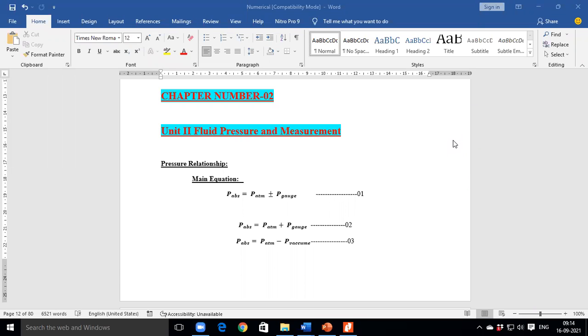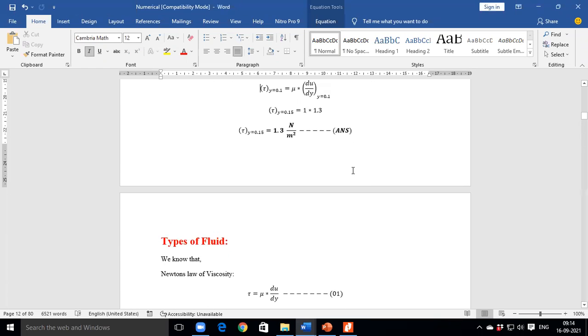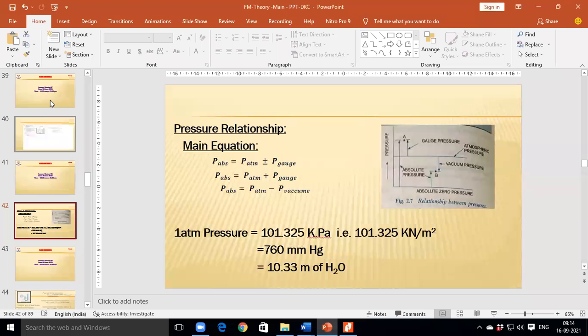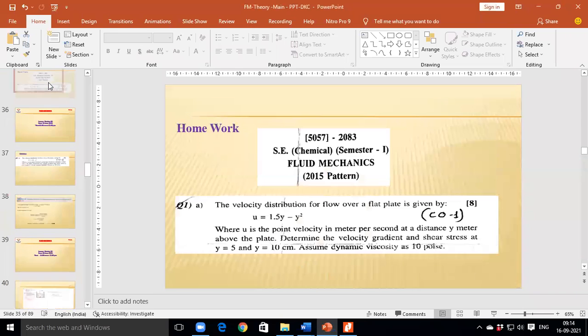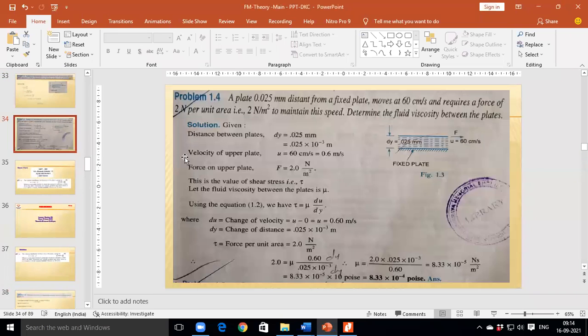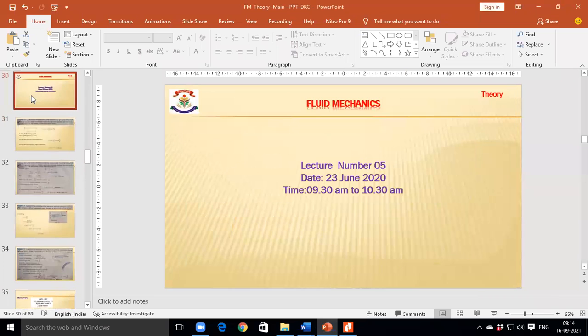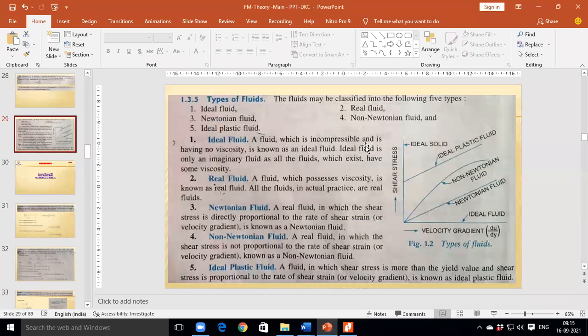When the shear stress is directly proportional to the velocity gradient, it is called a Newtonian fluid. The alternative name for the velocity gradient is shear strain.